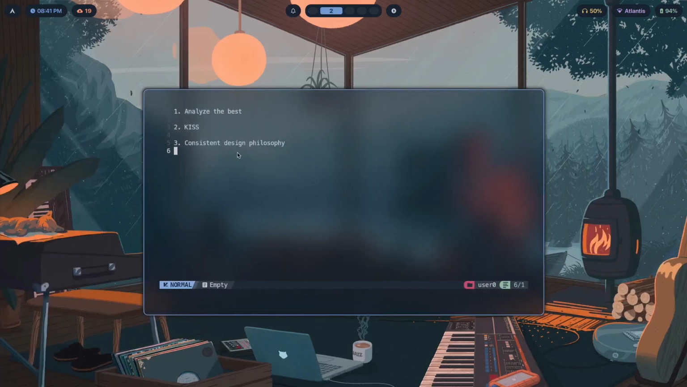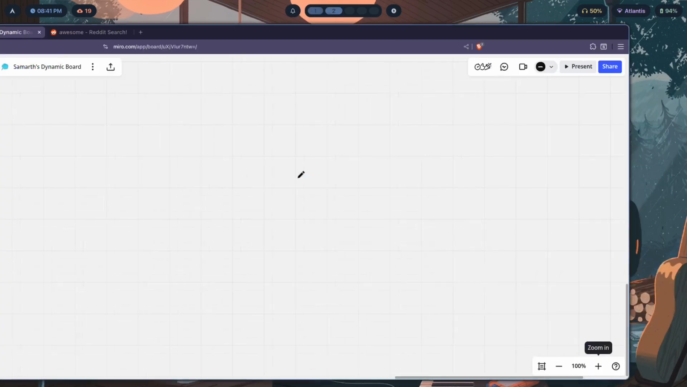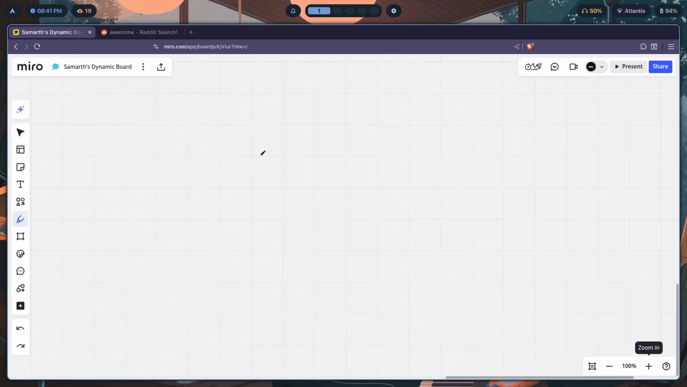Now, besides the obvious reason of it not looking as good as if you had consistent design philosophy, there are a couple of other reasons. If you don't have it, things end up looking like a mess and spaghetti setups start to emerge.